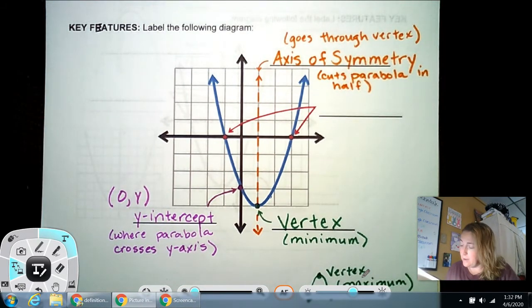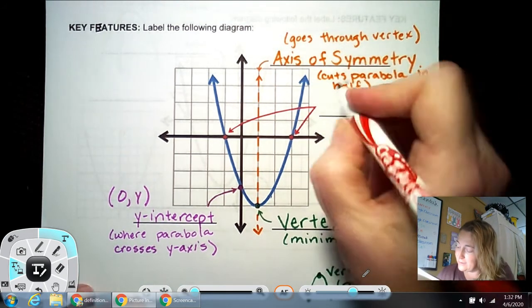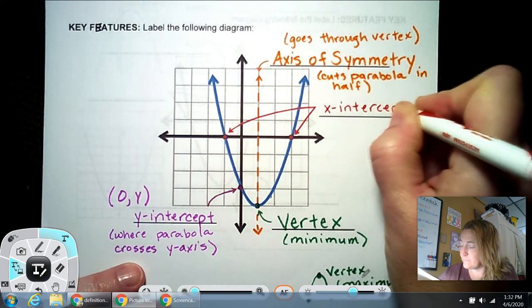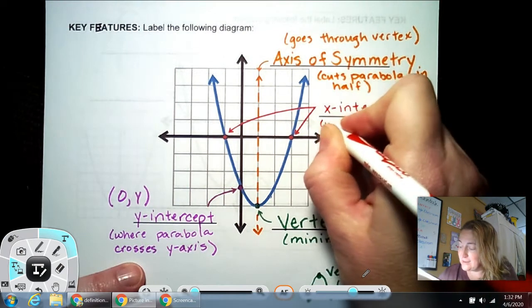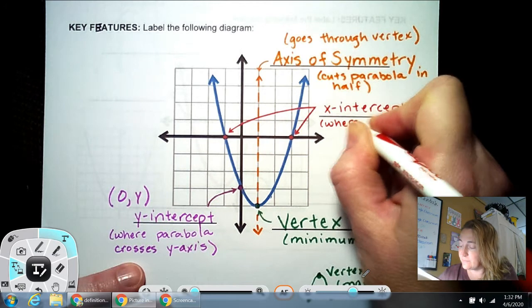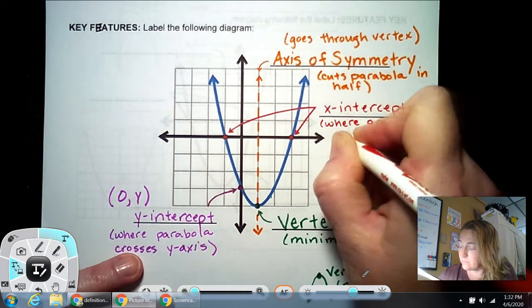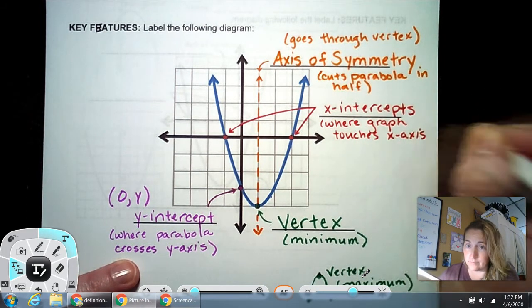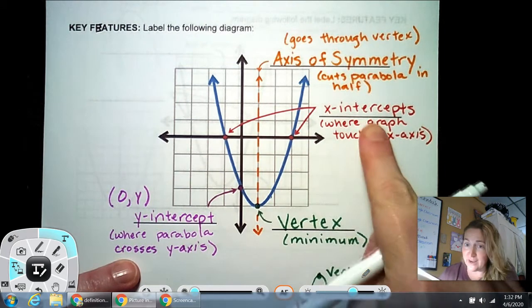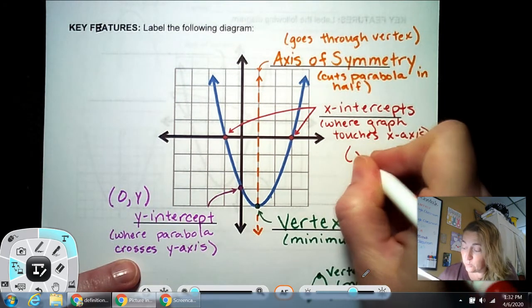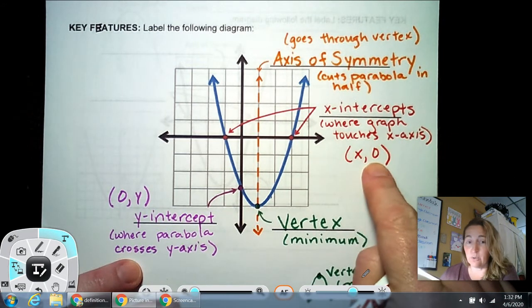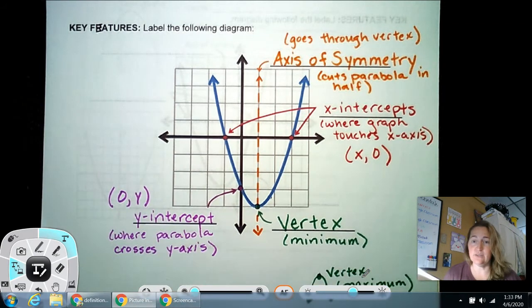And then lastly, over here in red, we have the X-intercepts. That is where the graph touches the X-axis. And for our X-intercepts, the coordinates are always whatever the X value is with a 0 for the Y. So for your X-intercept, the Y is always 0. For the Y-intercept, the X is always 0.